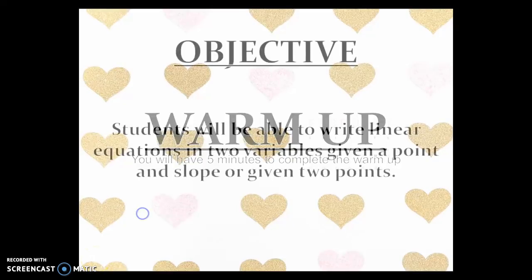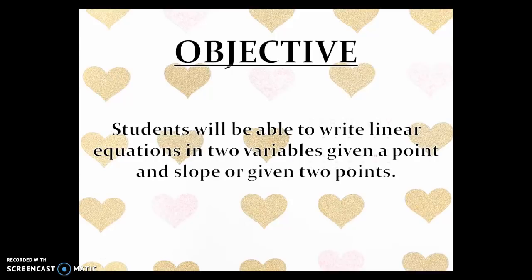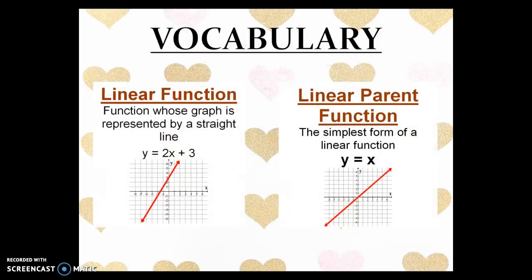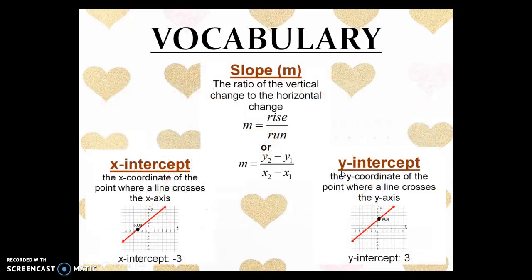Here we go. Today, students will be able to write linear equations in two variables given a point and slope or given two points. A linear function is that straight line. The linear parent function is y equals x, so that's before we do anything to it. The x-intercept is where the line crosses through the x-axis. Slope is rise over run, or the differences of y's over the differences of x's.